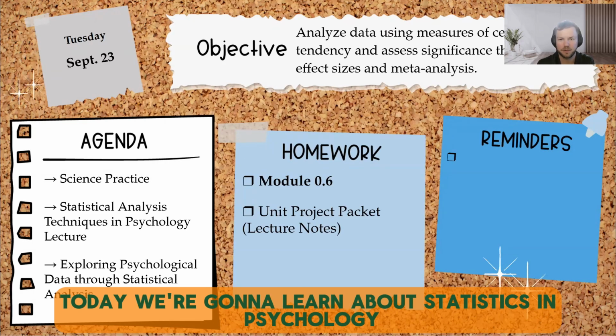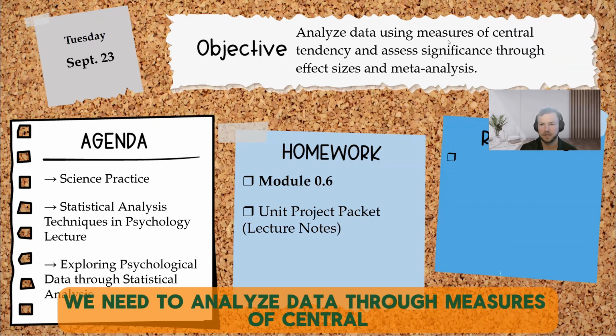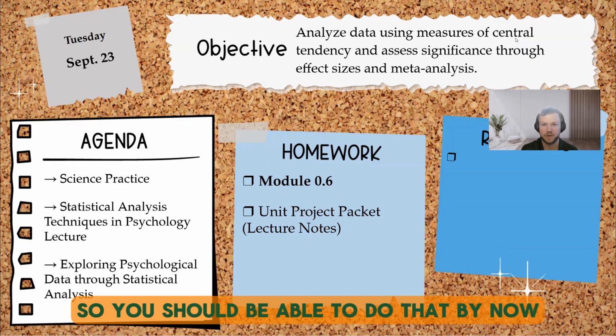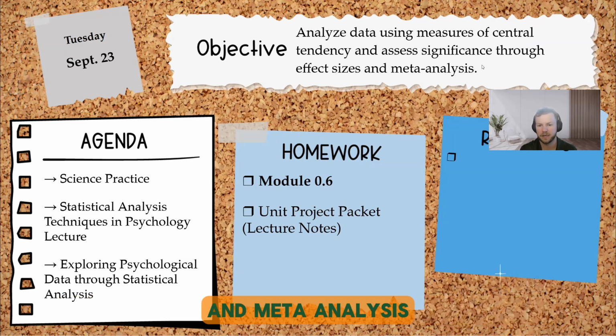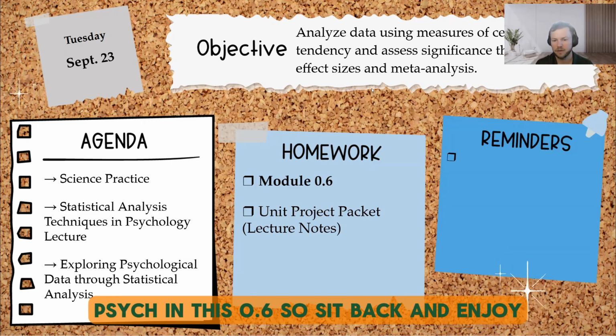Today we're going to learn about statistics in psychology. So we need to analyze data through measures of central tendency, that's mean, median, and mode. So you should be able to do that by now, and assess significance through effect sizes and meta-analyses. All right, so we're just going to learn all the math terms that we need to know for AP Psych in this 0.6. So sit back and enjoy.